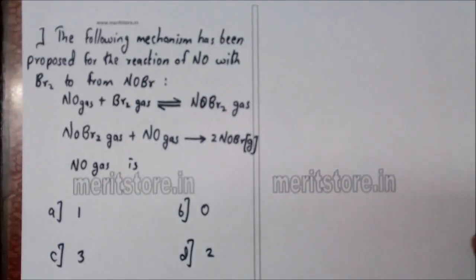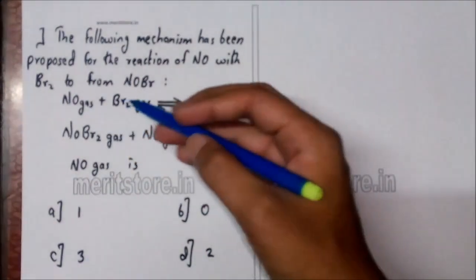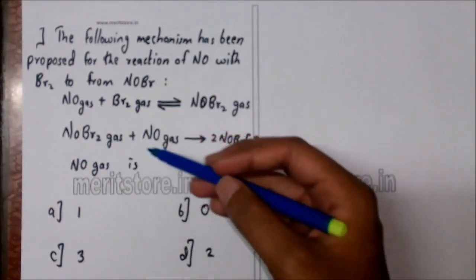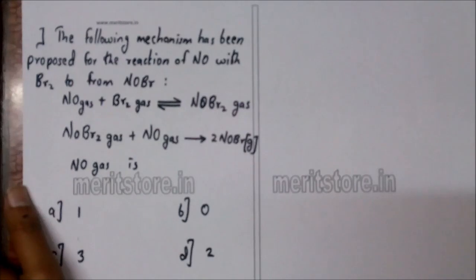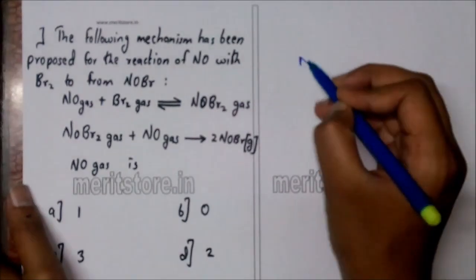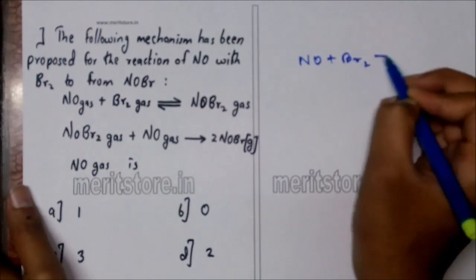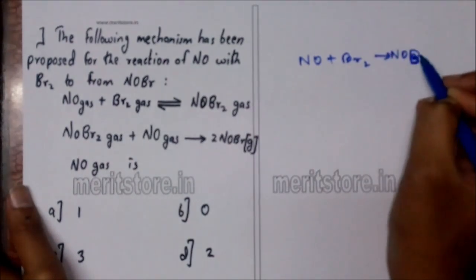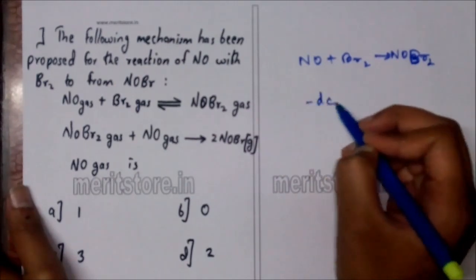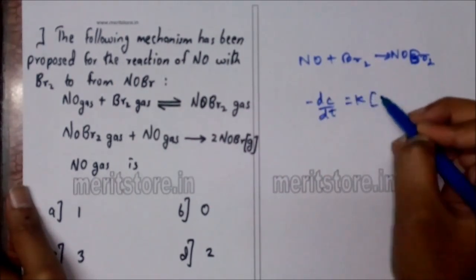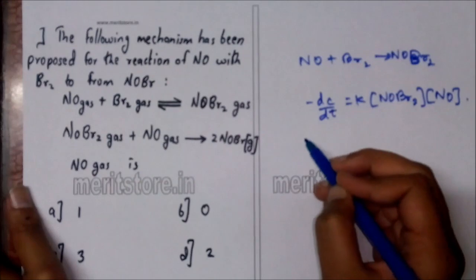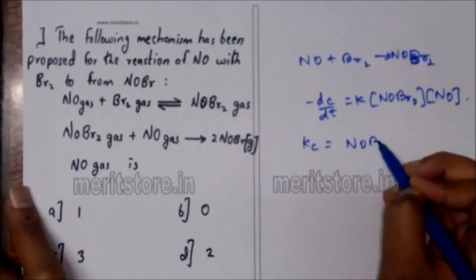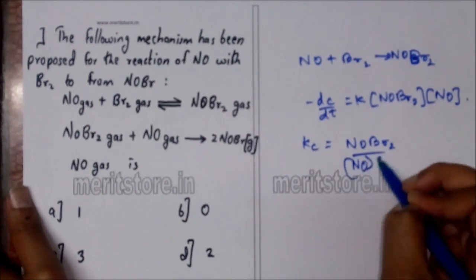The following mechanism has been proposed for the reaction of NO with Br2 to form NOBr. So NO gas plus Br2 gas will give NOBr2, where NOBr2 plus NO gas will give 2NOBr. The rate law of NO plus Br2 giving NOBr2 will be minus dC upon dt, which is equal to K [NOBr2][NO]. We have Kc is equal to [NOBr2] upon [NO][Br2].